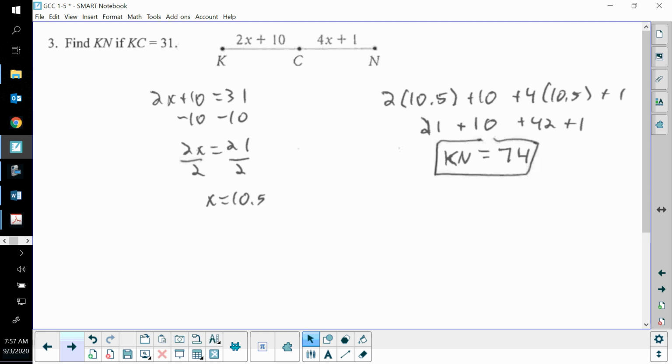So here we knew that KC was 31, so we could set up an equation for that. 2x plus 10 equals 31. We get x is 10.5. Then we want to find KN. Well, for KN, we're doing the two small parts added together equal the whole thing. So this is KN equals that, and that's using the segment addition postulate there. We fill in the 10.5, and we get that KN is 74.